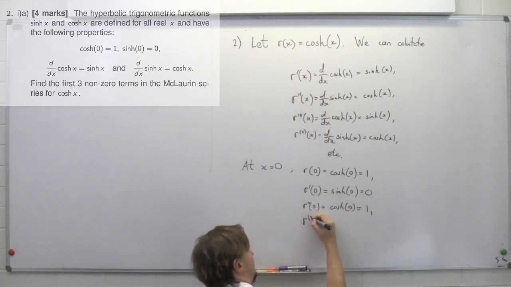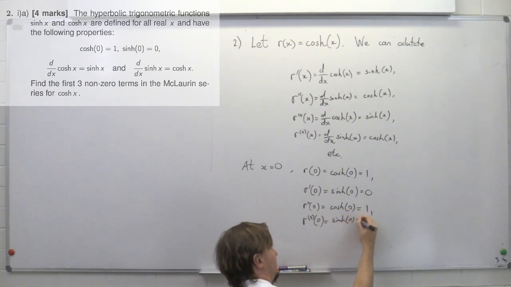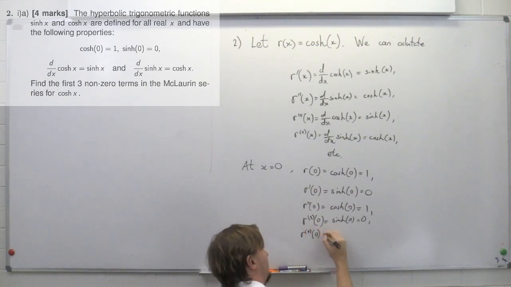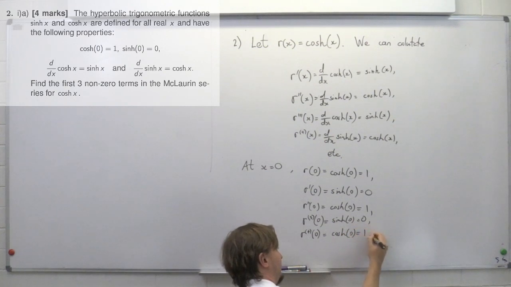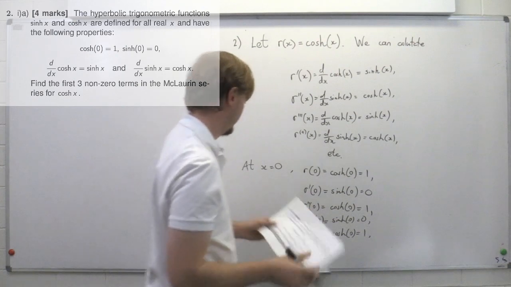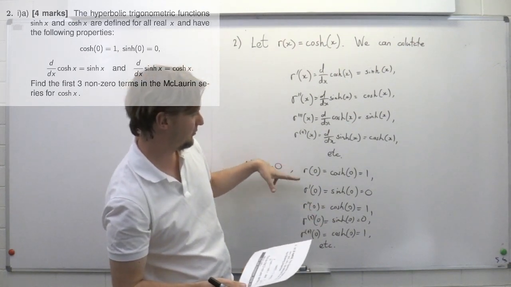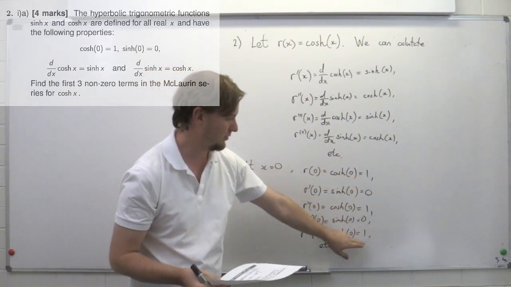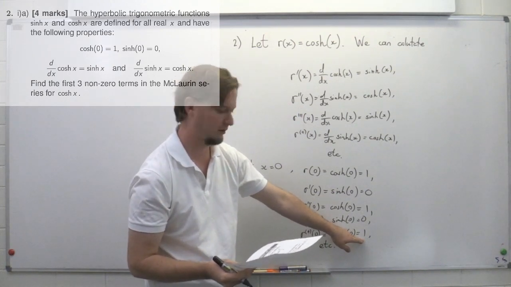The third derivative at 0 is just sine of 0, which is 0. And finally, the fourth derivative at 0 is just the hyperbolic cos of 0, which is 1. And you could see that this pattern does continue. So this is good, because now when I'm going to take my Maclaurin series formula, this will give me a non-zero term, this will give me a non-zero term, and so will this last one. So I'll get 3 non-zero terms in my Maclaurin series.